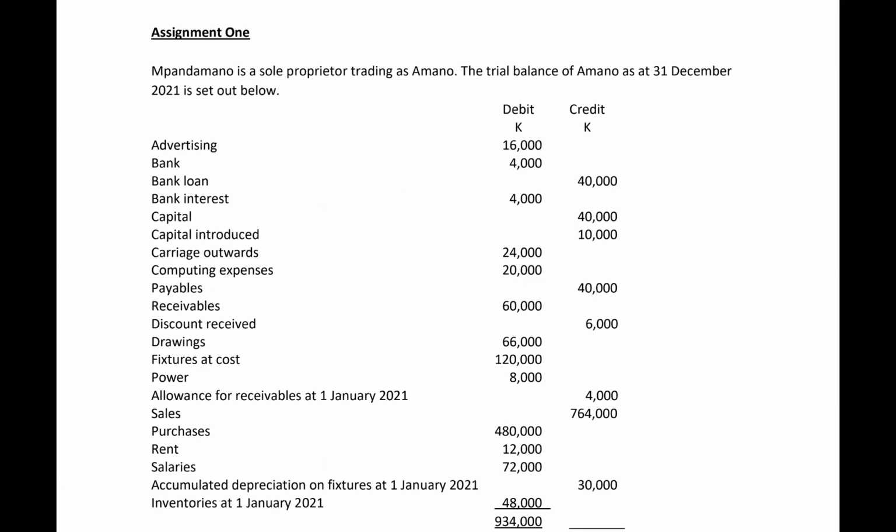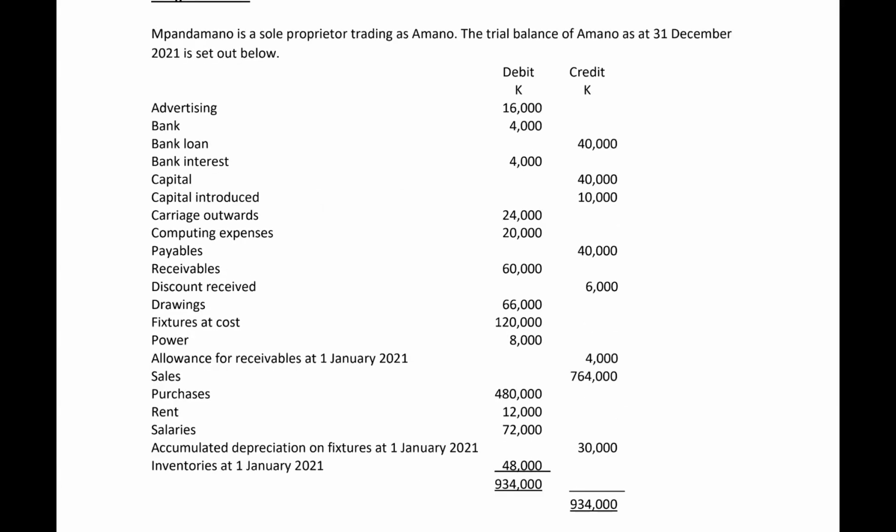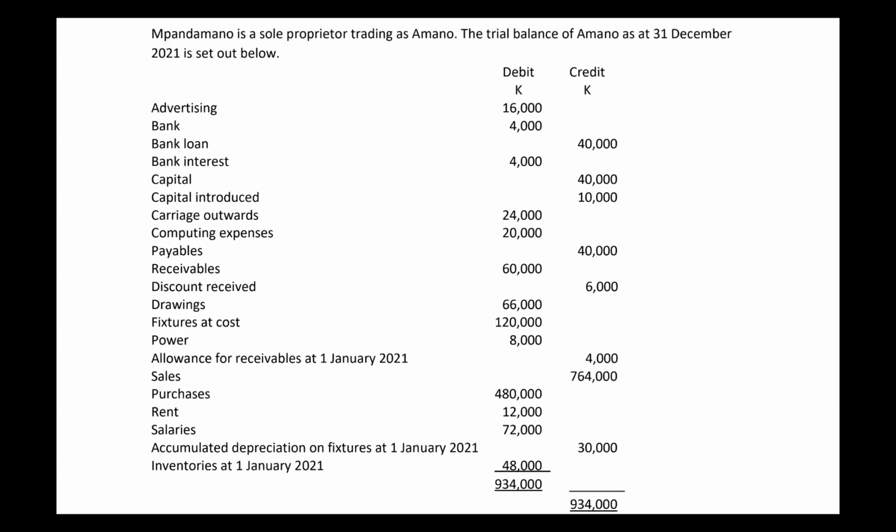Oh, okay, that's fine. Let's start by ascertaining what goes in the profit and loss. Let's start from advertising. Advertising, where does it go and under what section? I want you to be that specific. Profit and loss, and it's an expense. Thank you very much. Advertising is a profit and loss and it's an expense.